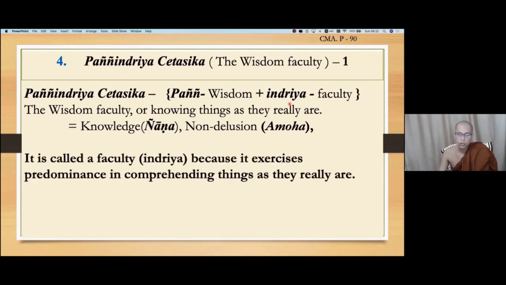Then why is the word faculty used rather than just the word panna? Panna and indriya, pannindriya. Here the word indriya is used because wisdom exercises predominance in comprehending things as they really are. When we know something according to its nature, it is not only the work of wisdom, but other mental factors such as confidence, saddha, and so on, are also working together. But in penetrating or comprehending things according to their nature, the function of wisdom is predominant. That is why the word panna is used together with indriya.